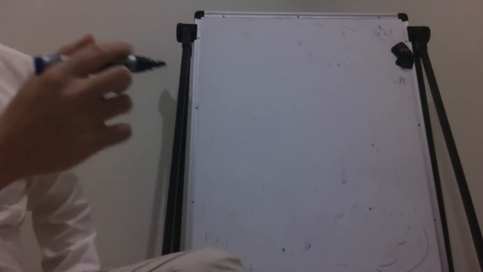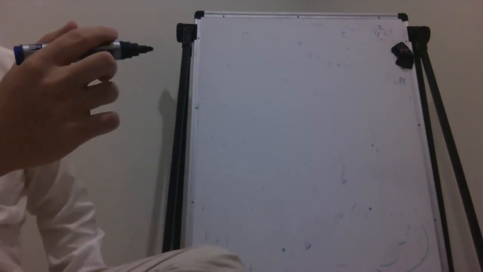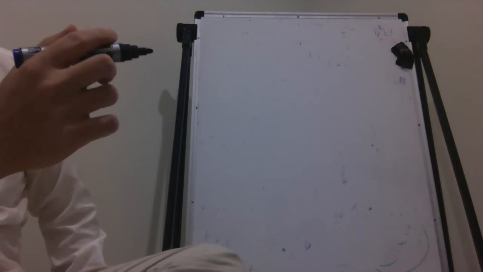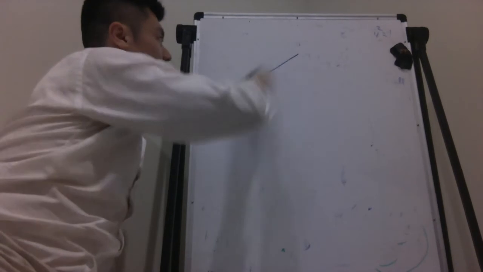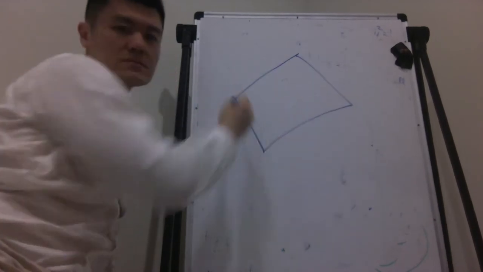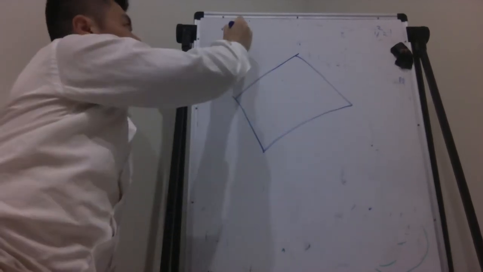So the first question was: the perimeter of the Varignon parallelogram equals the sum of the diagonals of the original quadrangle. Does that make sense? So you have a quadrangle, yeah? This is 3.1.1.